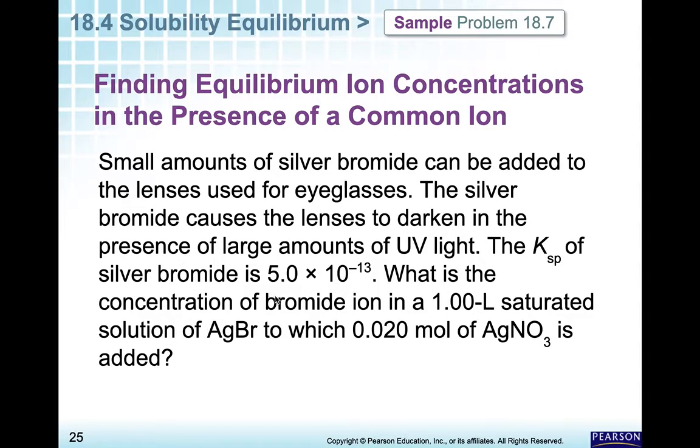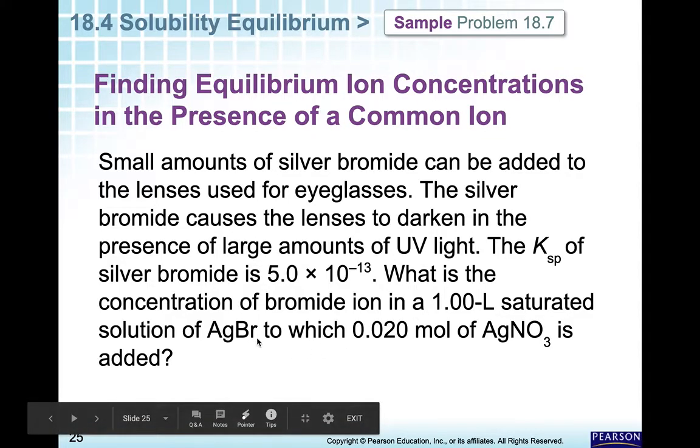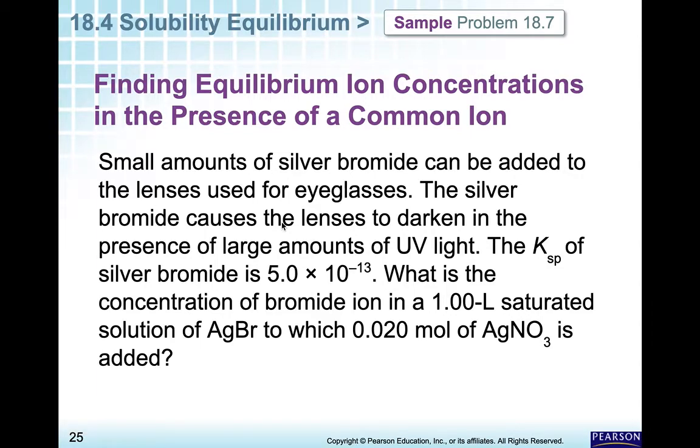We want to know the concentration of the bromide ion in a 1 liter saturated solution of silver bromide, to which we then add some silver nitrate. So this up here is just a fun fact, but it's pretty cool. We're going to take that same compound that works in your eyeglass lenses, the silver bromide, and make a solution in equilibrium with it and water.